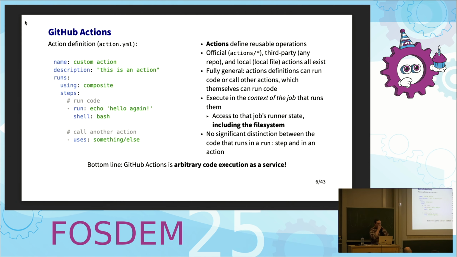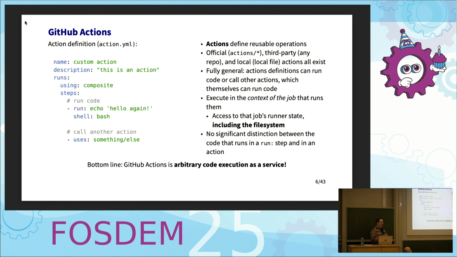Those actions themselves are also YAML hell. They define reusable operations that you can share between repositories. There are official ones, which are generally under the actions namespace, as well as third-party ones, any public or private repo on GitHub, as well as local actions, as in you can call an action that is defined somewhere in your own repository if you have it checked out within your job.